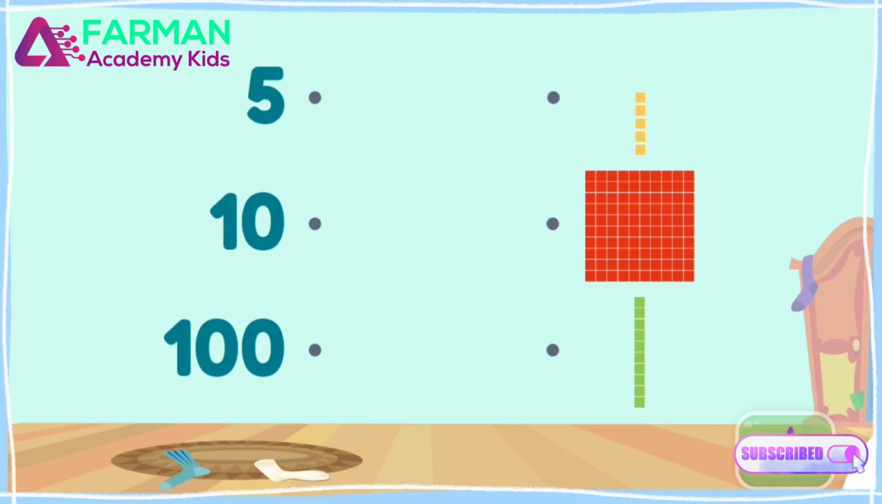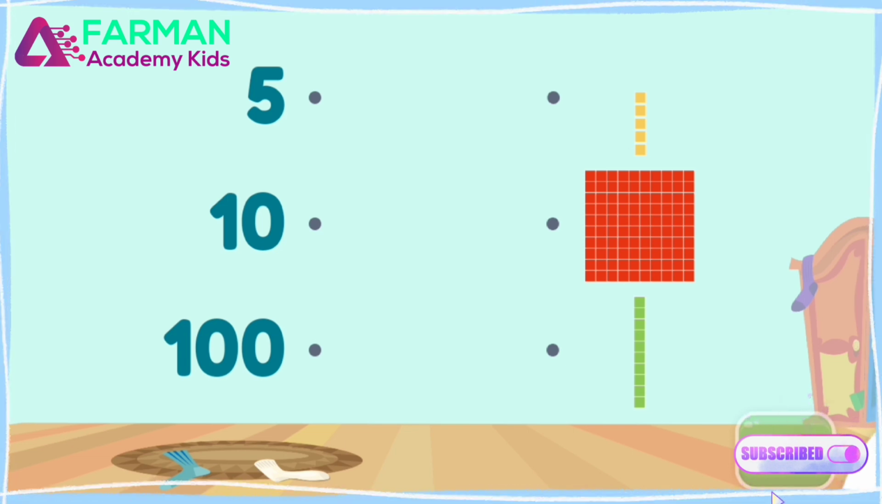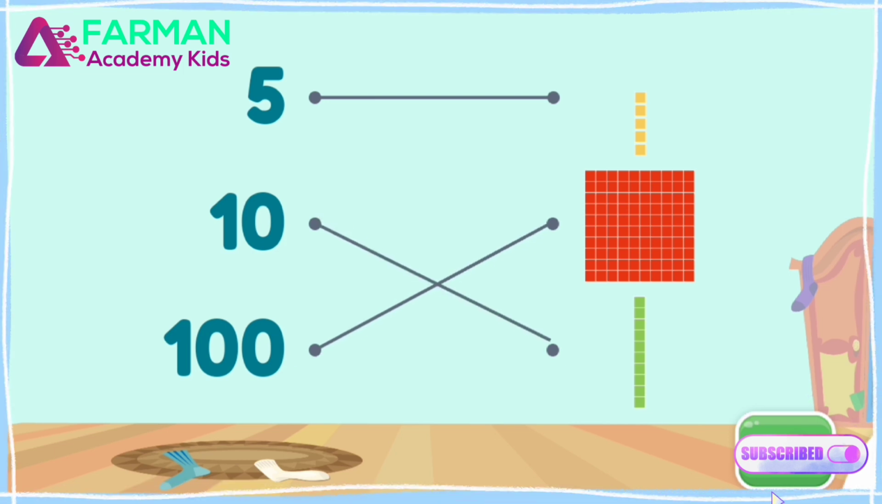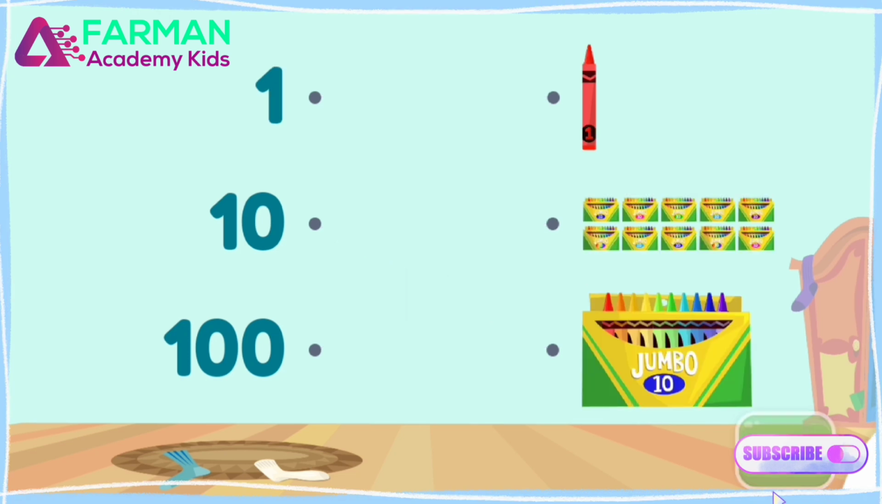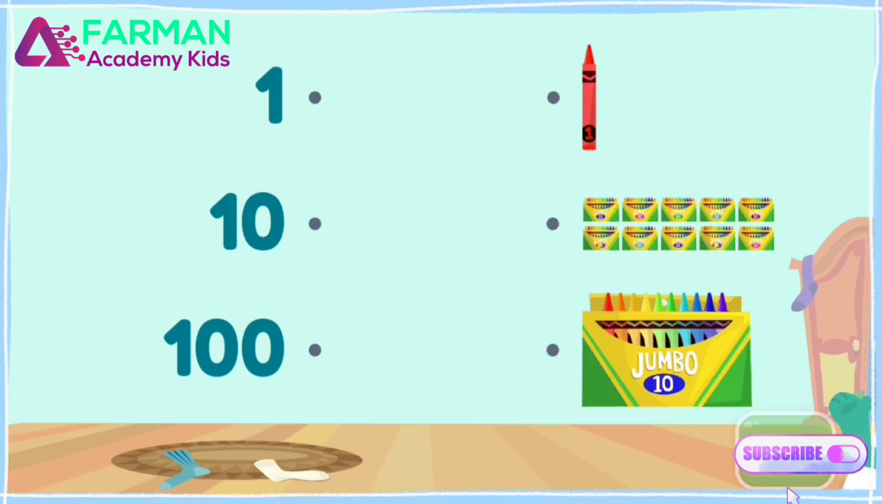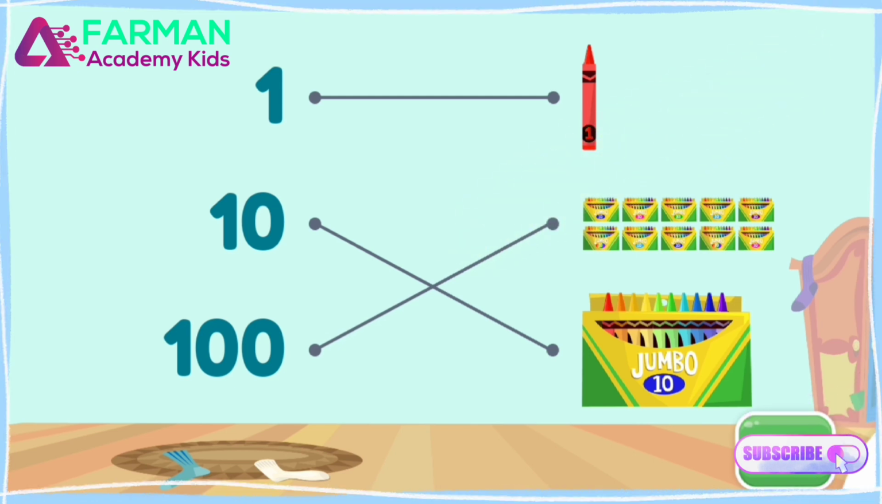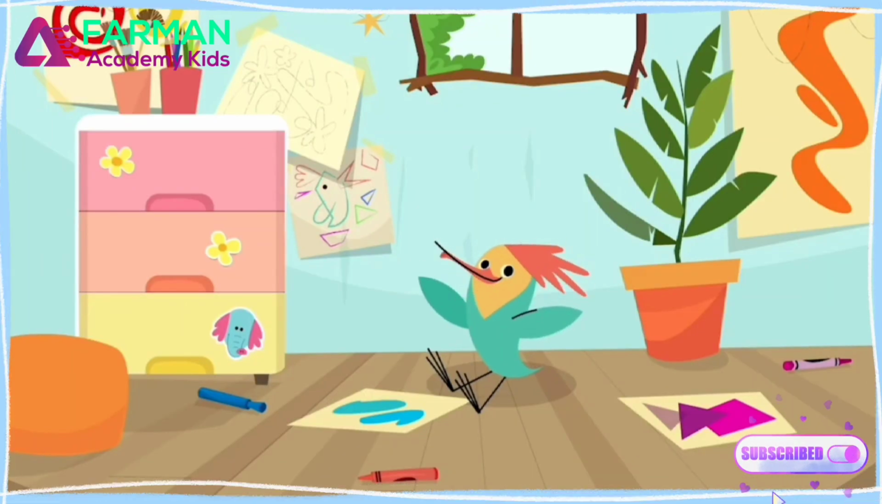Draw a line across to match the numbers with the matching blocks. Good thinking! Draw a line across to match the numbers with the matching crayons. Good work! This is the art room.